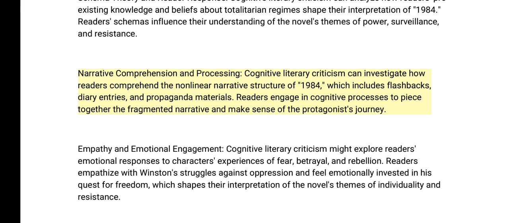Narrative comprehension and processing. Cognitive literary criticism can investigate how readers comprehend the nonlinear narrative structure of 1984, which includes flashbacks, diary entries, and propaganda materials. Readers engage in cognitive processes to piece together the fragmented narrative and make sense of the protagonist's journey.